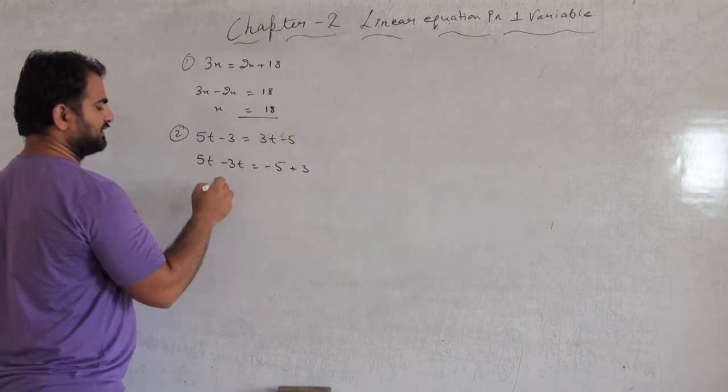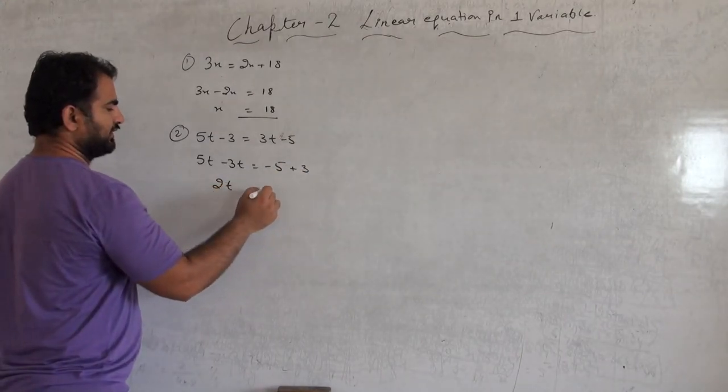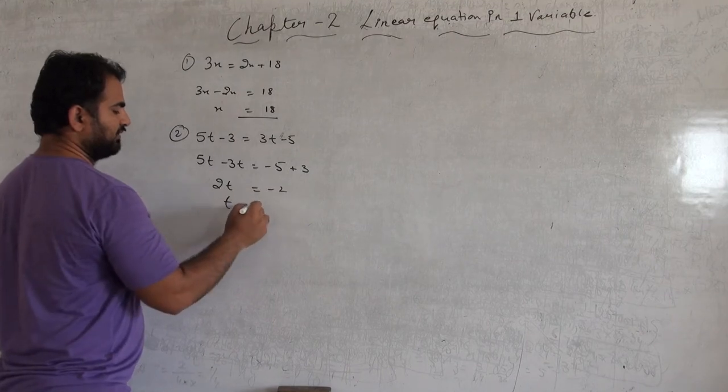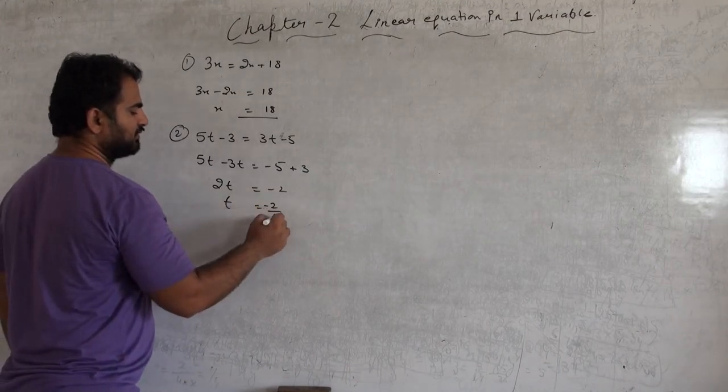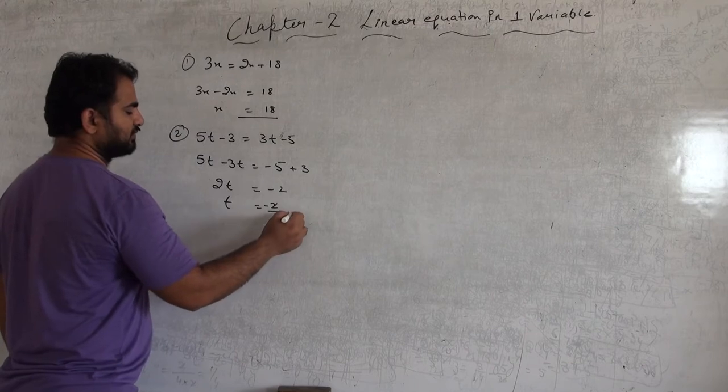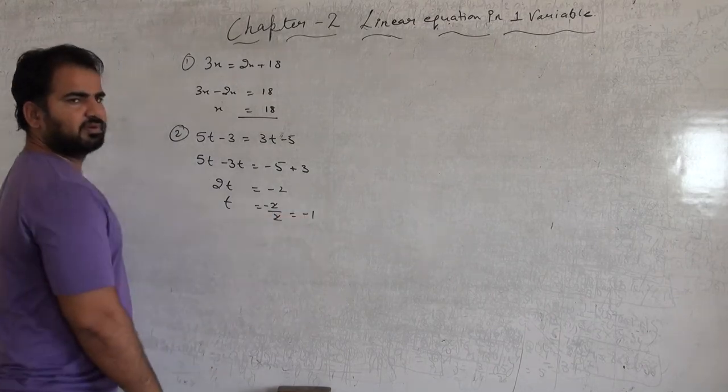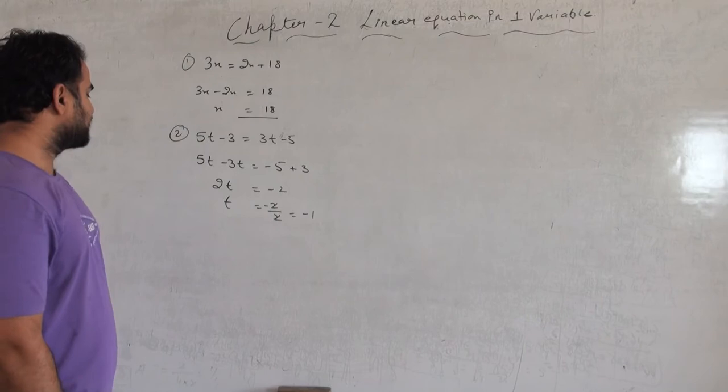Okay, so 5t minus 3t is 2t equals to minus 2, and t will be minus 2 upon 2. It will be 2 ones are 2. Answer is minus 1. This is question number second.